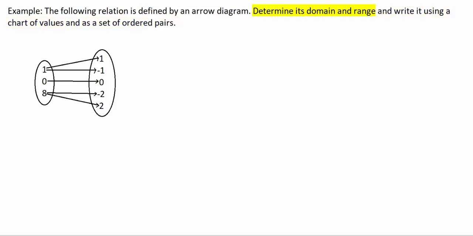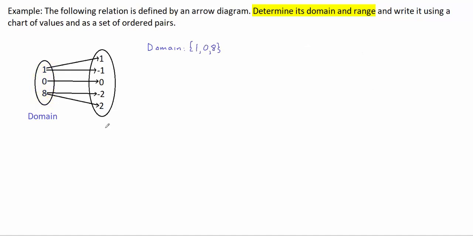If you like, go ahead and pause the video and see if you can figure out the domain and range of this relation. The domain of a relation written as an arrow diagram consists of all of the elements of the set where the arrows are coming from. So in this example, the domain consists of the elements 1, 0, and 8.